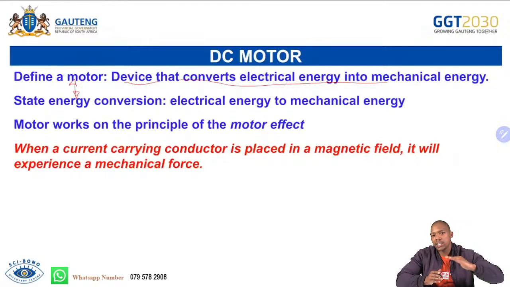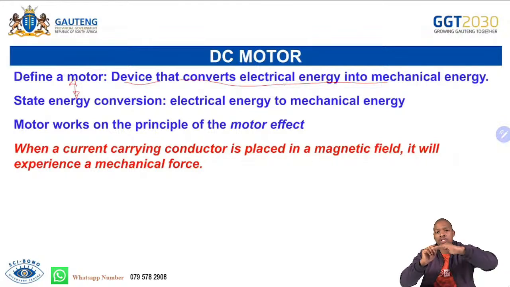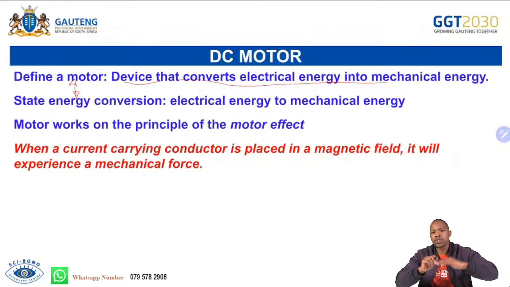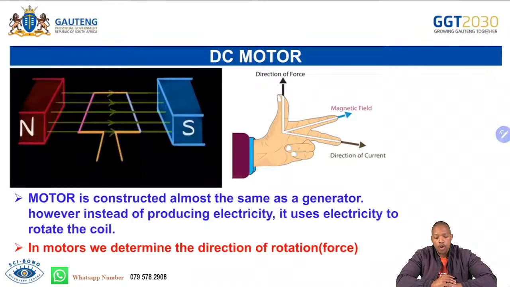This time around, I take a power magnet and I take a conductor that already has current flowing through it. If I then place that conductor in that magnetic field, it should experience a force that pushes it. And this force is going to cause it to do what? To rotate. This force is going to cause it to move. It will experience a mechanical force. That's the principle on which the DC motor works.